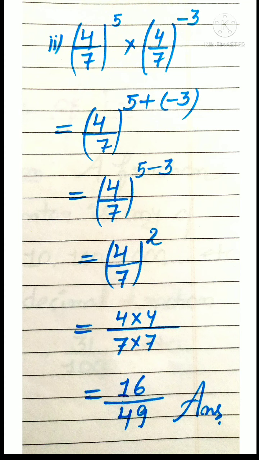Look, we will stick to our rule. If we have the same base, then the powers will be added. Now how will we add? We will write 4 upon 7 to the whole power 5 plus, within a bracket, minus 3, and when you simplify this bracket, you will get 4 upon 7 to the whole power 5 minus 3, and when you subtract this, you will get 4 upon 7 to the whole power 2. Then we will expand this and multiply to get the answer. It will be 4 fours are 16 and 7 sevens are 49.